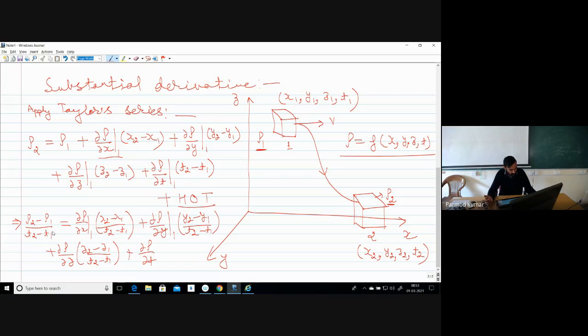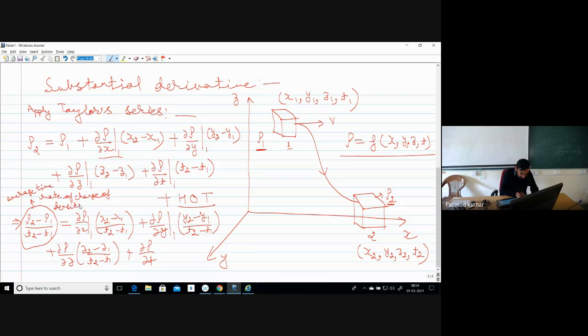So (rho 2 minus rho 1) by (T2 minus T1) is nothing but the average time rate of change of density field between locations 1 and 2. 1 by T represents the time rate, and this we are writing from T2 to T1 and rho 2 to rho 1. So that's why it represents the average time rate of change of density field. So this left hand side represents nothing but the average time rate of change of density field.